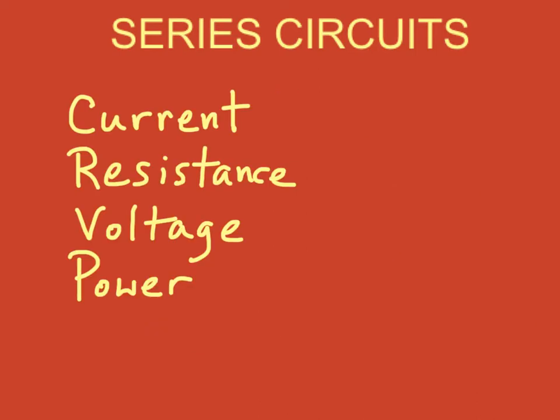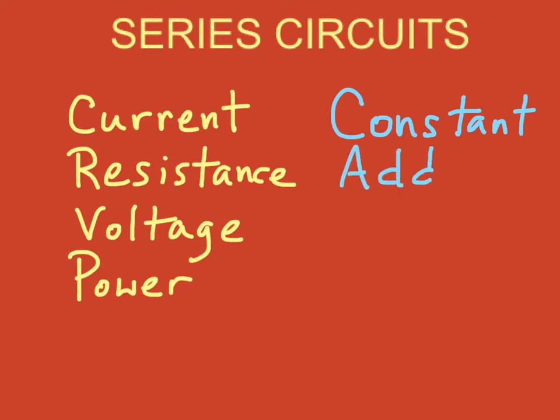In series circuits, current remains constant throughout the circuit. Resistance adds together. Each resistor might have a separate value, but it adds up to a total value for the entire circuit. Voltage also adds, meaning the voltage coming from the battery is the total, and the voltage at each resistor will be a different number adding up to that total, and likewise with power.